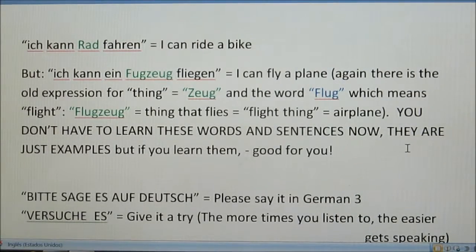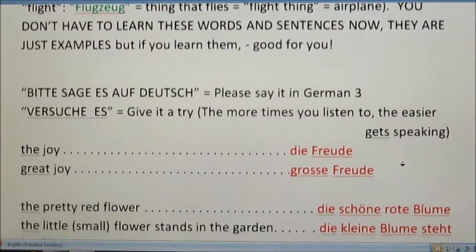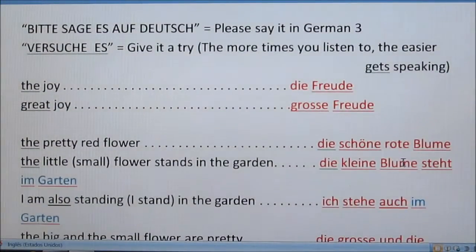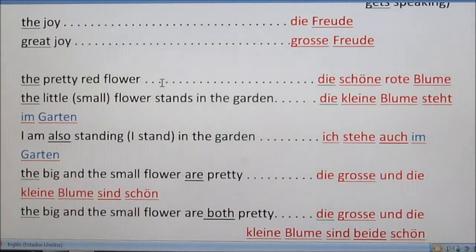Bitte sage es auf Deutsch. Please say it in German. Versuch es. Give it a try. The joy. Die Freude. Great joy. Große Freude. The pretty red flower. Die schöne rote Blume. The little flower stands in the garden.